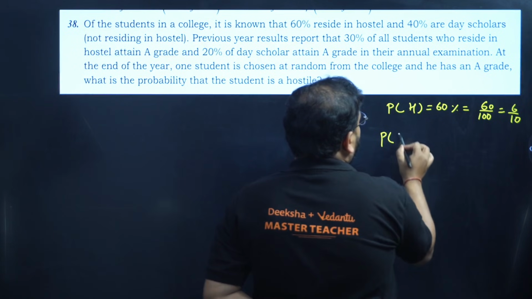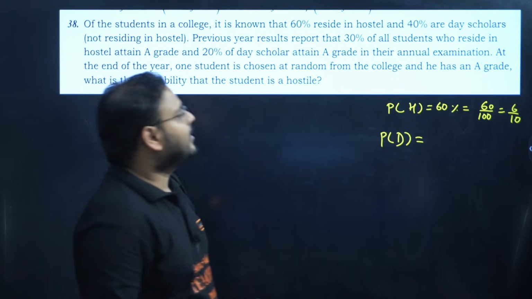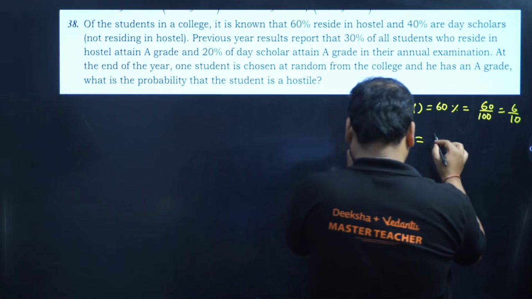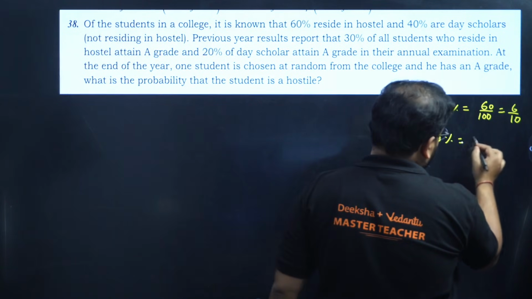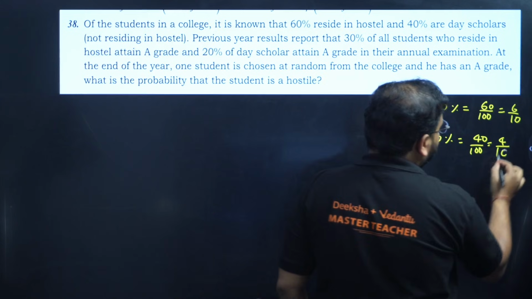Same way for a day scholar, P of D. Day scholar, it is 40%. So it will become 40 by 100. How much is that? 4 by 10.